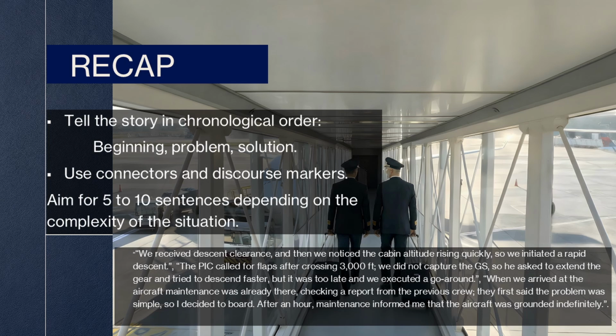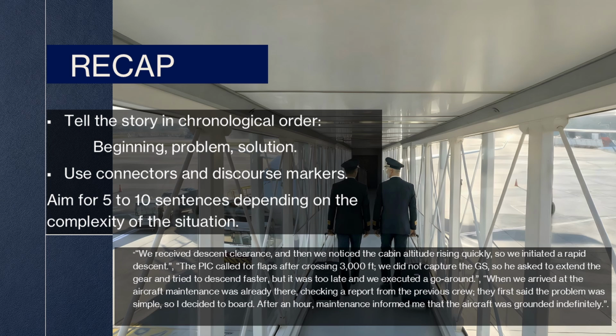Step 3. Recap. Tell the sequence of events as follows: beginning, problem, solution. Use connectors and discourse markers to organize the events for the listener. Examples. We received descent clearance, and then we noticed the cabin altitude rising quickly, so we initiated a rapid descent. The pilot in command called for flaps after crossing 3,000 feet. We did not capture the glide slope, so he asked to extend the gear and tried to descend faster, but it was too late and we executed a go-around.